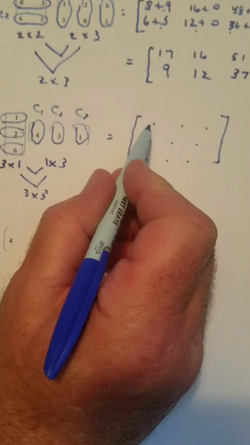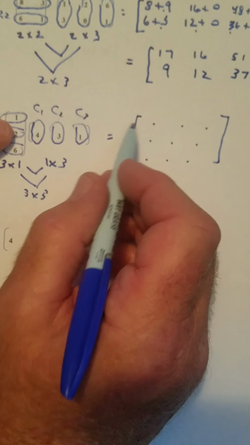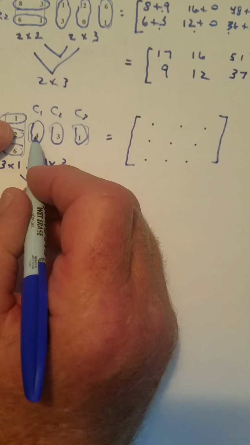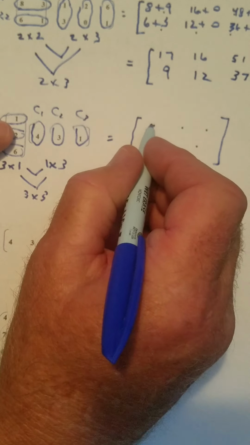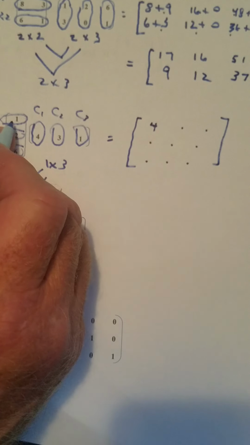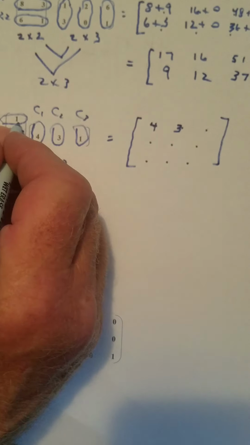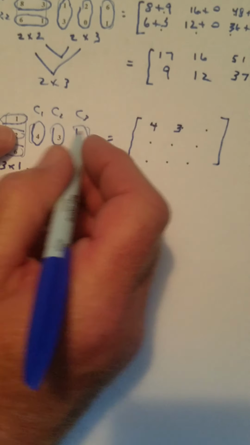When I want to find this one, that's row 1, column 1. So row 1 times column 1 is just 1 times 4. There's nothing to add. That number is going to be a 4. Row 1, column 2, so 1 times 3 is 3. Row 1, column 3, 1 times 1 is 1.